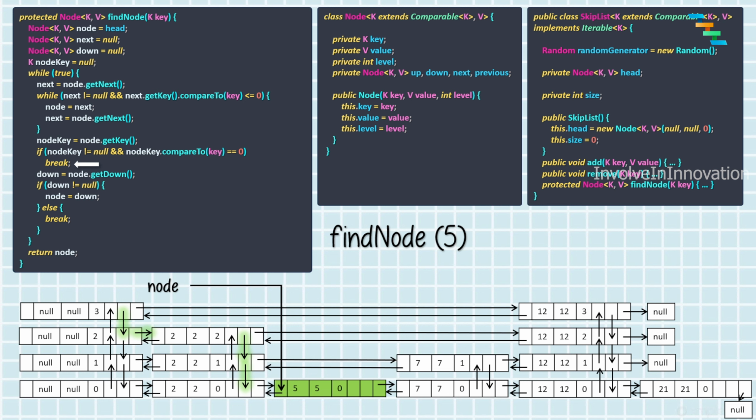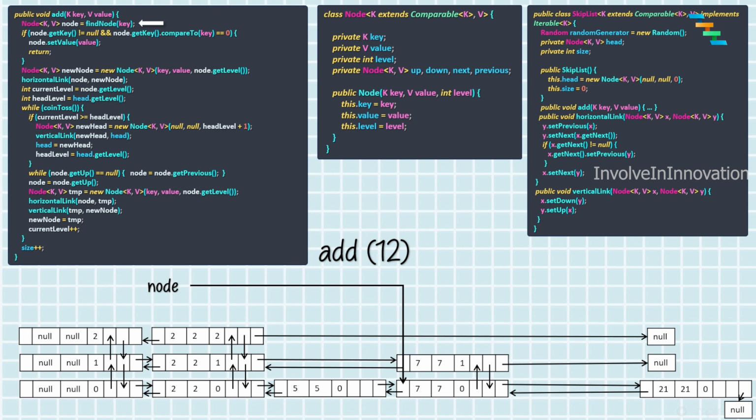Now we will see how to add an element to the skip list programmatically. The element to add is 12. First, use the find node function to check if the element exists. If the element is not present, find node function will return the next least element at the lower level.